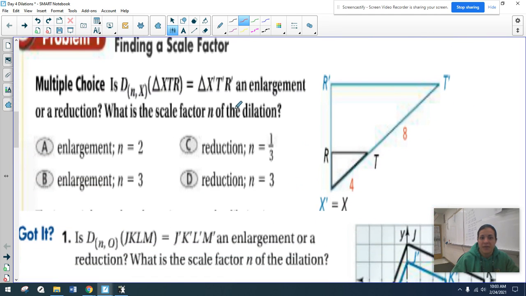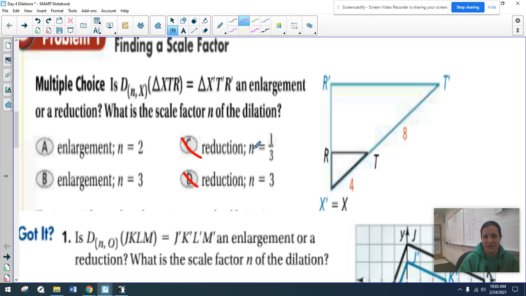So a couple problems. These are the ones where they're going to ask you, is it a reduction or enlargement, and then find the scale factor. Looking at it, my prime picture is bigger. Bigger right away means that's going to be an enlargement, so I know it can't be these two. And then make sure that you put the prime on top.